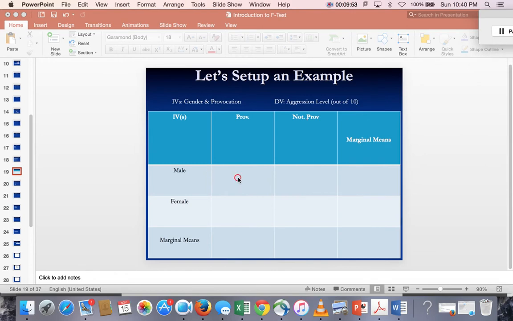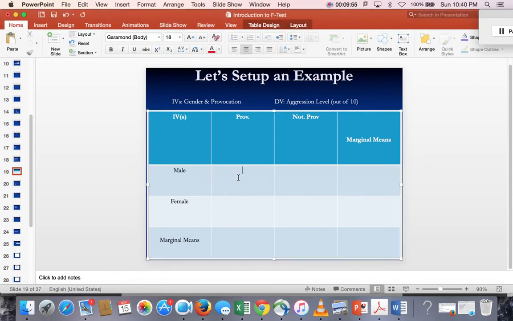So let's say, for instance, that we were going to measure males who got provoked on aggression. So out of 10, what would you think a male who got provoked might be aggressive out? So if, let's say, aggressive acts out of 10, let's say a 9, right, as an average. So males who are provoked in terms of aggression levels.